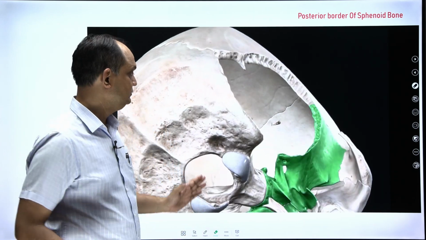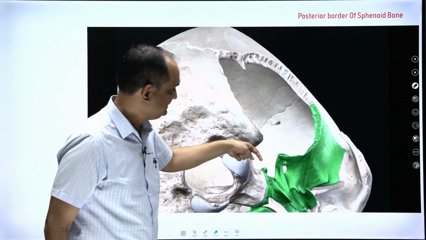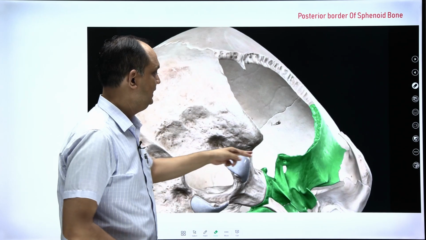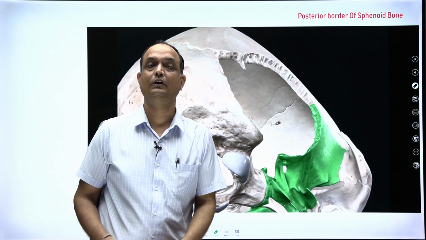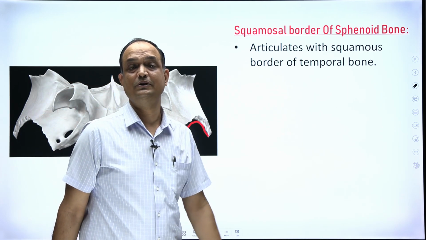Opening of pterygoid canal is not visible because it is a horizontal canal passing through the sphenoid bone, and it has an opening into the anterior wall of foramen lacerum. Clear? Now, we will move to the squamosal border.